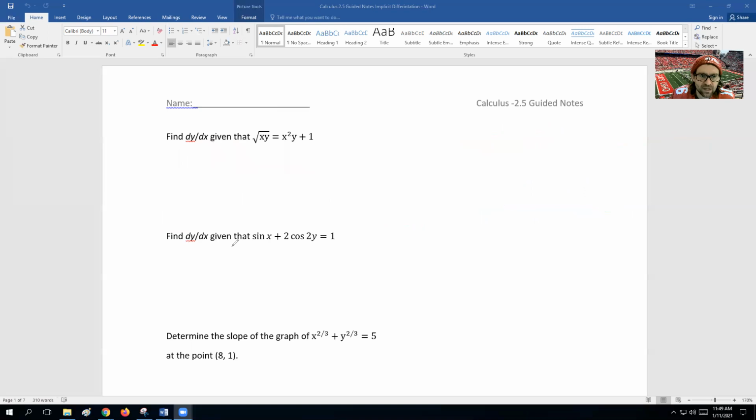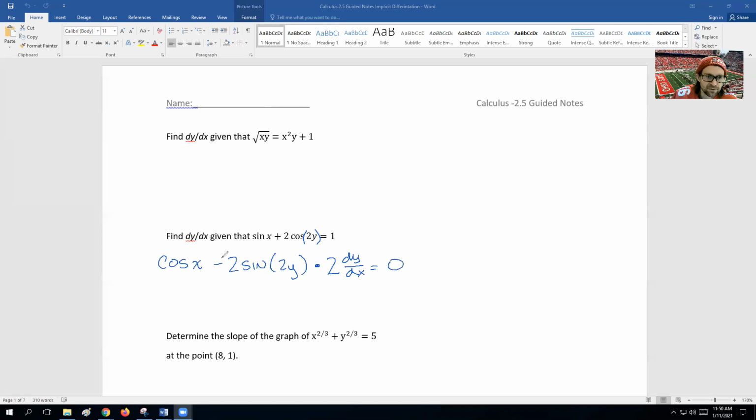All right, so sine of x, the derivative of sine of x is cosine of x, and that was an x, so we don't do anything special. Then plus 2 cosine of 2y. So we need to do the chain rule. Derivative of 2 cosine of something is negative 2 sine of that something. But then we need to times by the derivative of the inside. The derivative of the inside, derivative of 2y, is 2 dy dx. And then equals, derivative of 1 is 0.